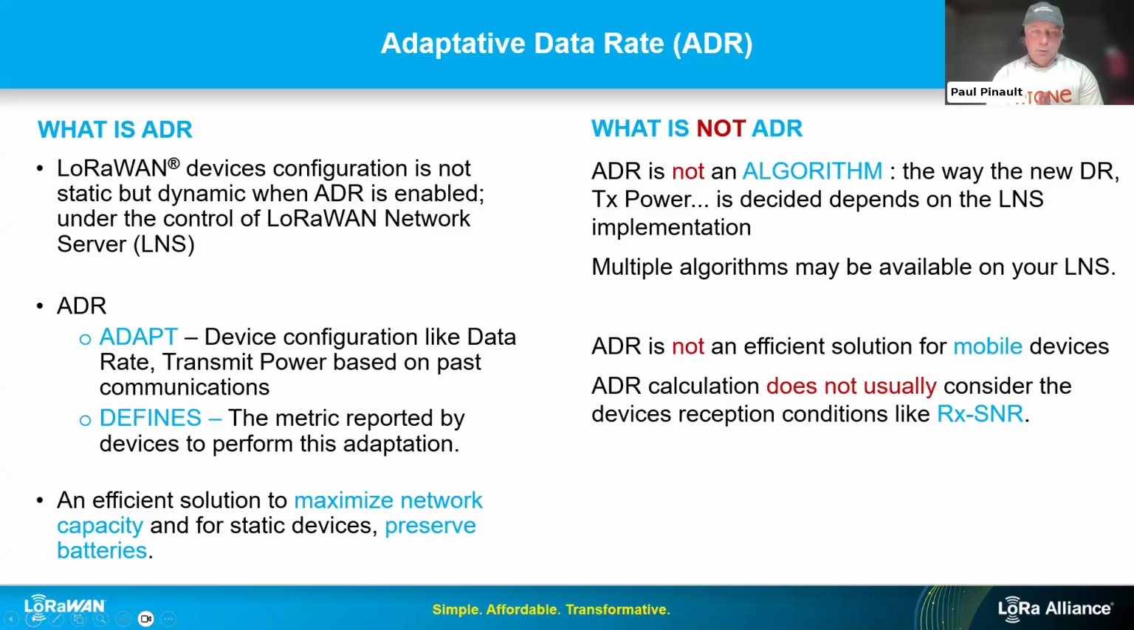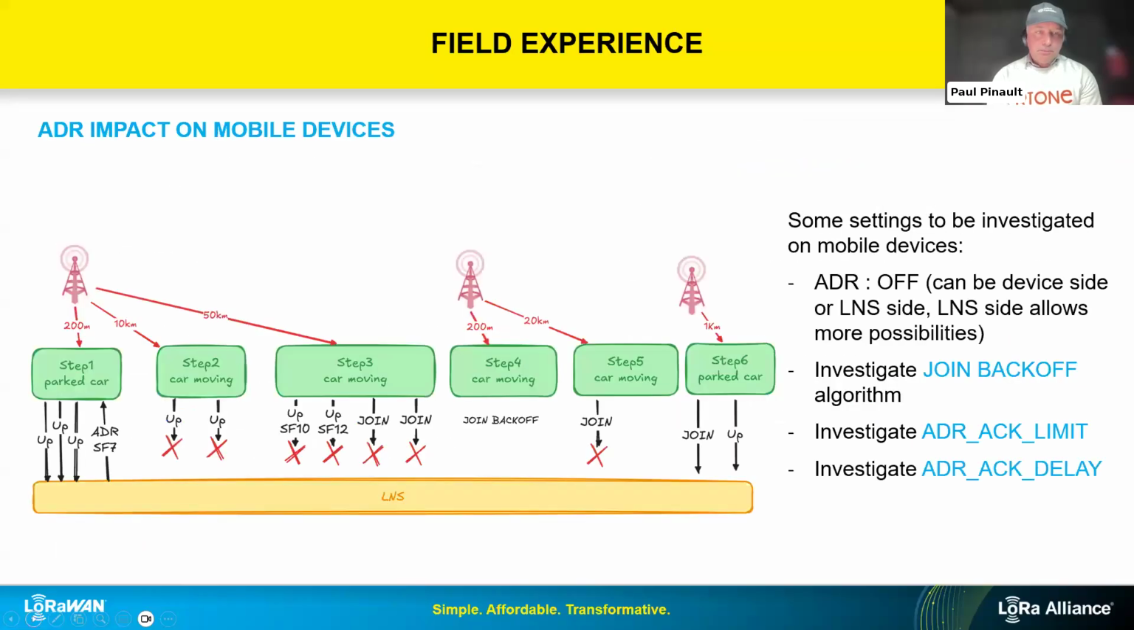Some remarks: if you have a mobile device, don't use ADR. I will show you a quick example. And the other thing is that ADR usually does not consider the device's reception capacity and the noise around the device. So you can have some devices that stop communicating because they don't correctly receive the data when the data rate is changed. We can go to the next slide, please.